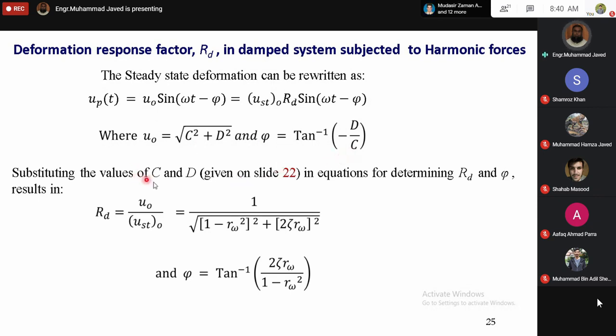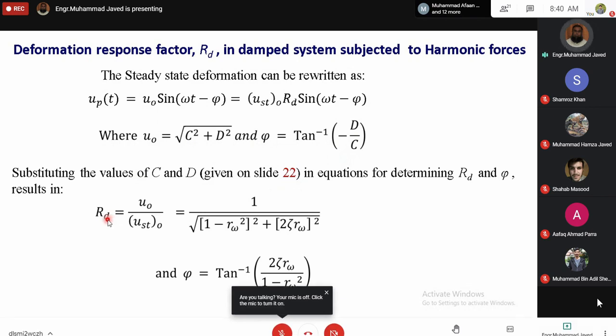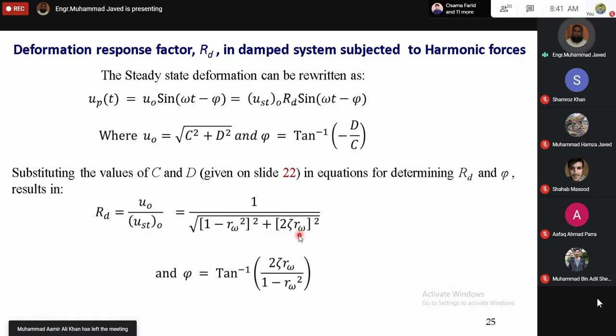Now, if we substitute the values of c and d provided on slide number 22 in the equation for calculating deformation response factor, and then simplify, we finally get this equation. तो डैम्ड सिस्टम के लिए आप डिफॉर्मेशन रिस्पांस फैक्टर इस इक्वेशन से मालूम कर सकते हैं. अगर सिस्टम अनडैम्ड है तो इसमें आप ζ = 0 पुट कर लें और इसके पुट करने से वही इक्वेशन आएगी जो कि आप अनडैम्ड सिस्टम के लिए देख चुके हैं. So now deformation response factor depends upon frequency ratio as well as damping ratio.